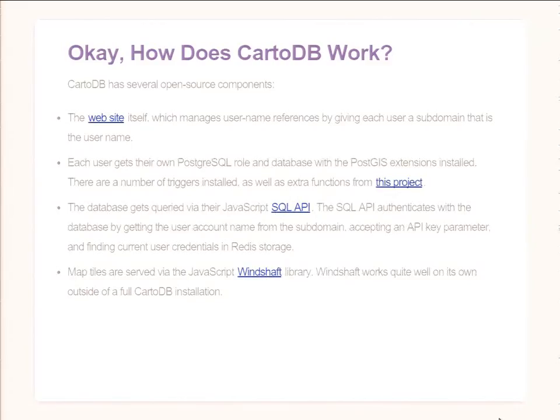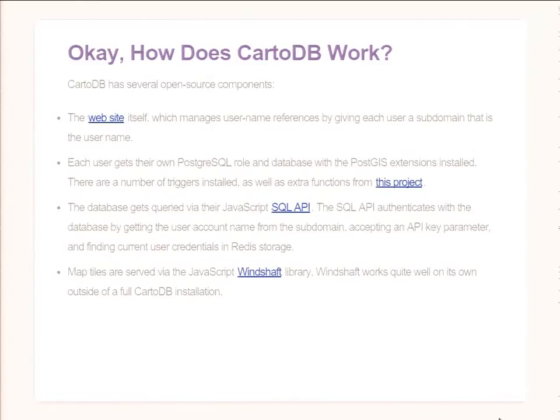So just to give a brief overview of the larger CartoDB stack, you get a website. It's a Ruby website that when a user account gets created, it creates a new database for each user, creates a bunch of triggers and functions on the database, and each account gets referred to with a subdomain, and that's how CartoDB figures out which account it should be looking at, just by inspecting that subdomain.